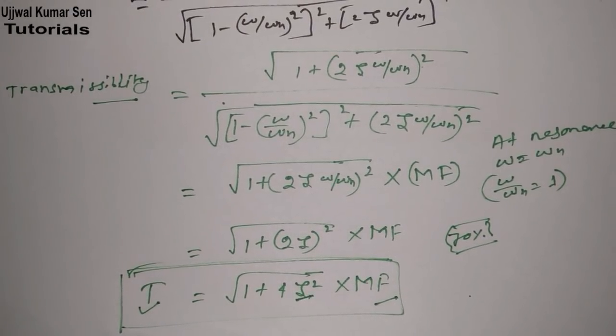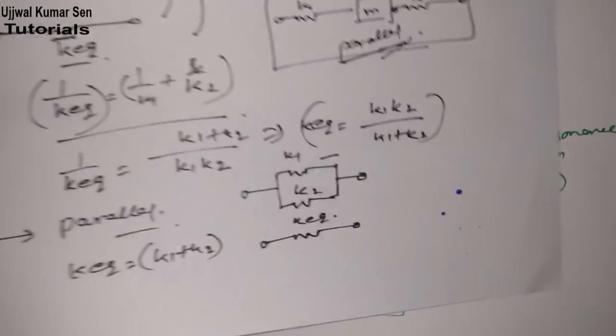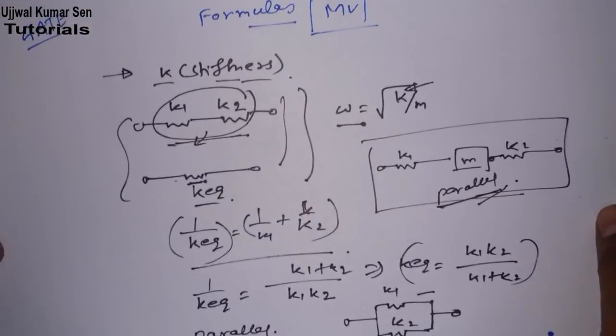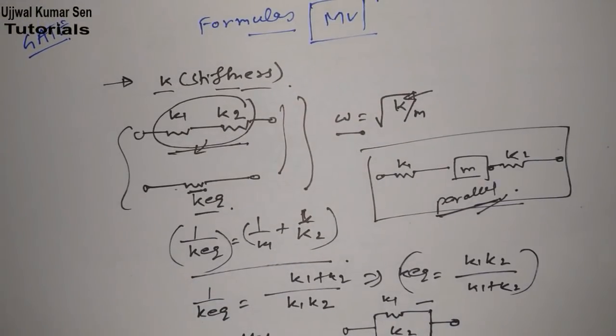Alright, so my motto is to share with you all the most important formulas related to mechanical vibration in one video tutorial. Let me just review again. In this video tutorial we have learned all the important formulas. We started with stiffness, then series and parallel, then natural frequency, then whirling of shaft, and then damping factor, critical damping coefficient, magnification factor, as well as transmissibility. So all these things we have learned in this video tutorial.